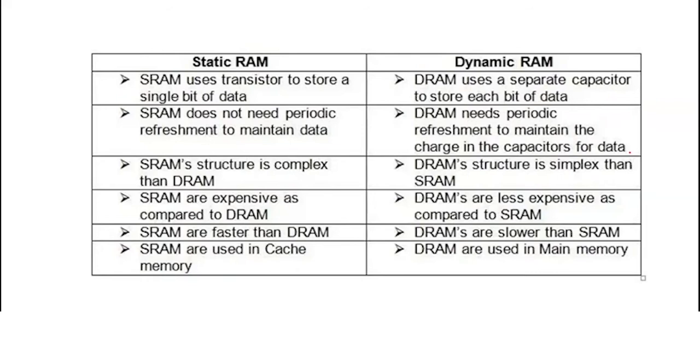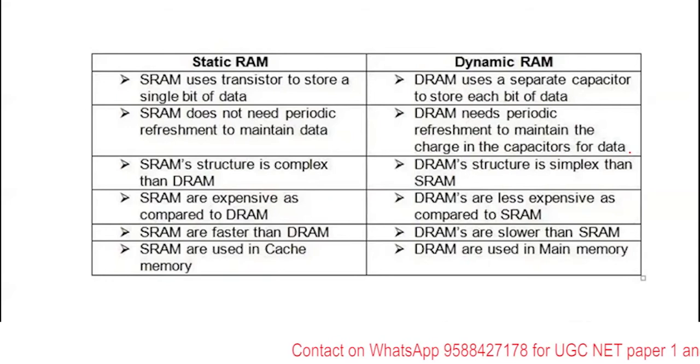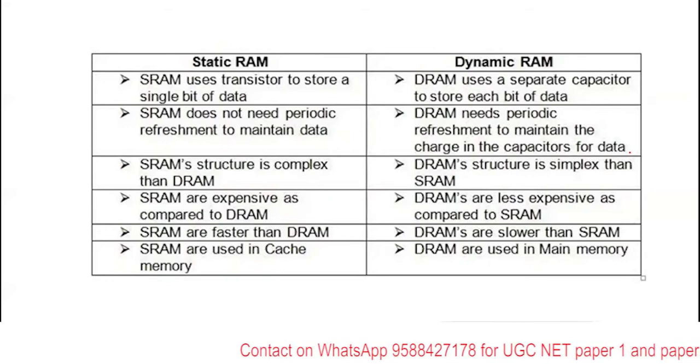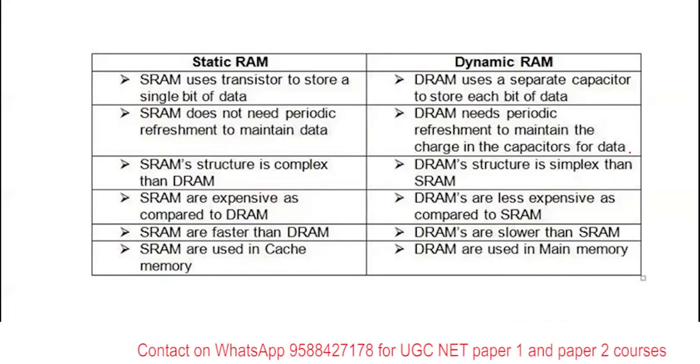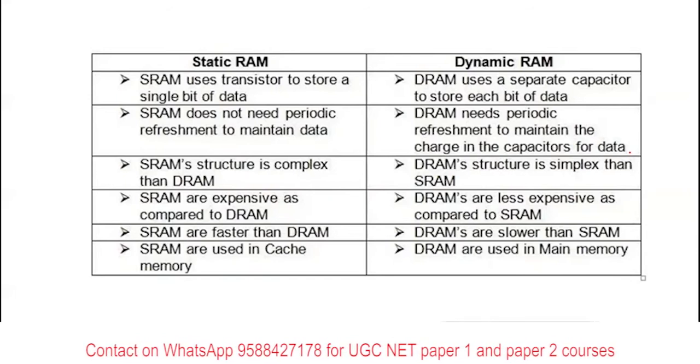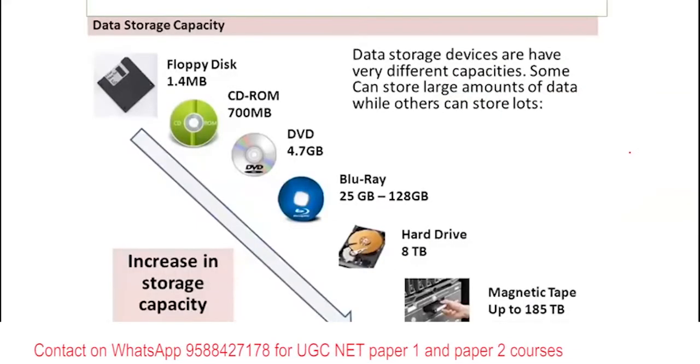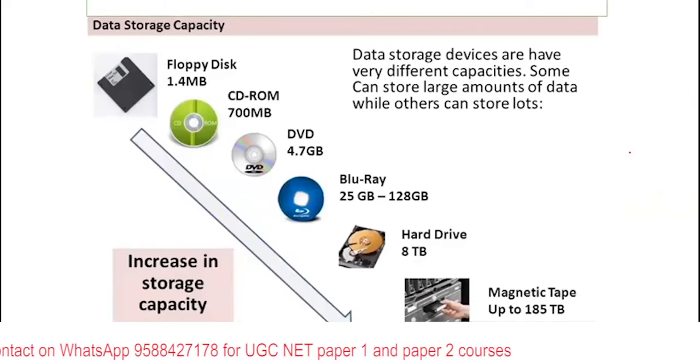Then static RAM is faster. As I said, it is expensive and faster, whereas dynamic RAM is slower as well as less expensive. Static RAM is used in cache memory, which is faster, as we have learned just now. And dynamic RAM is used in the main memory, which is slow. You can keep them in mind in that way also, which will help you recall it. Then we talk about data storage capacity in the form of secondary memory.